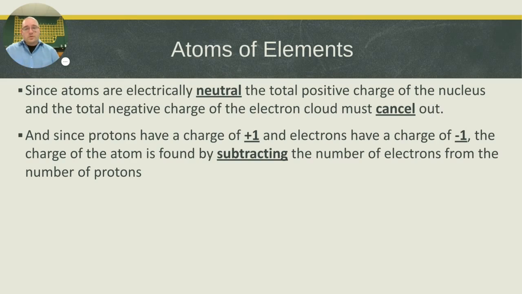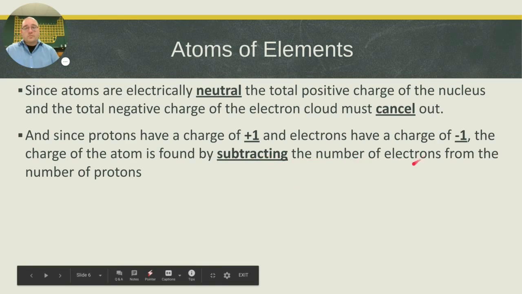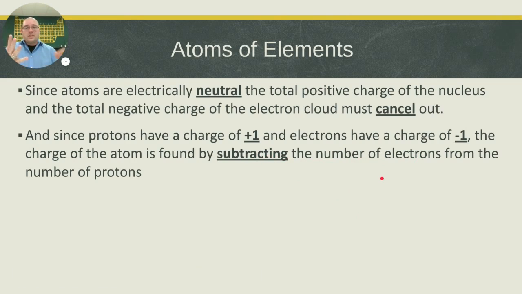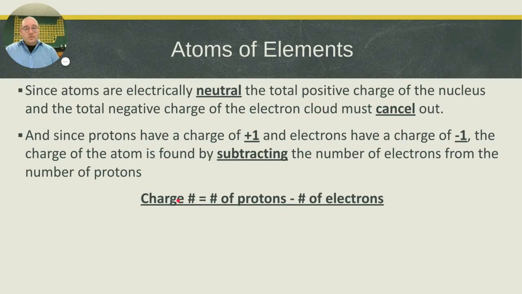And so you find the charge number by subtracting the number of electrons from the number of protons. So if I have 5 electrons and 3 protons, then 3 minus 5 would be -2. So I have more electrons, more negative charges, so I'm going to have a negative charge number. Charge number is always number of protons minus number of electrons. If my number of protons is bigger than my number of electrons, then my charge is going to be positive because I have more positive charges than I do negative charges. If the number of electrons is bigger than the number of protons, then my charge number is going to be negative because I have more negative charges than I do positive charges.